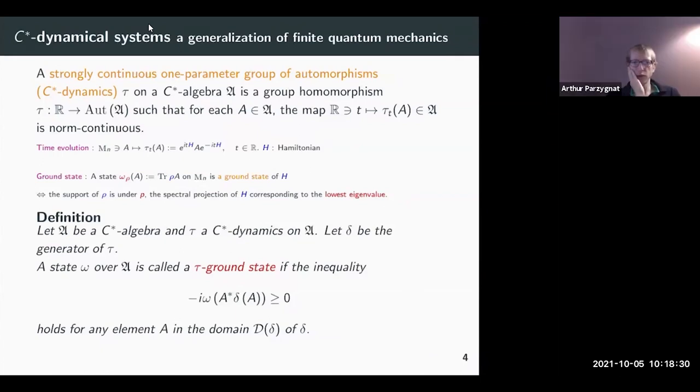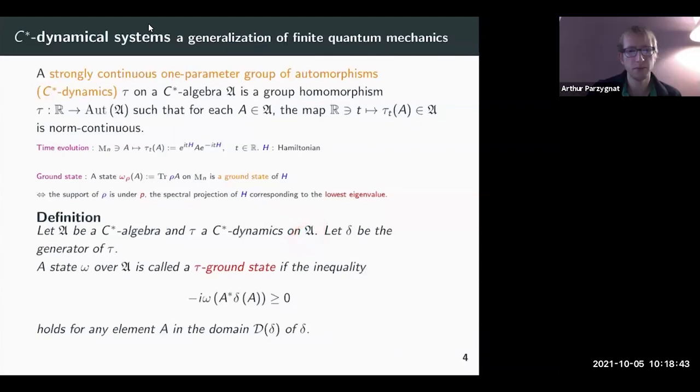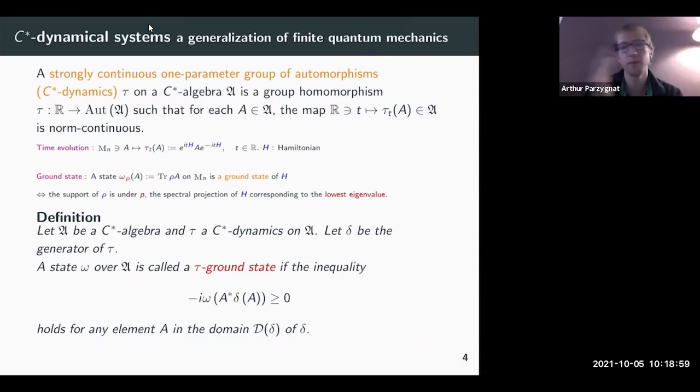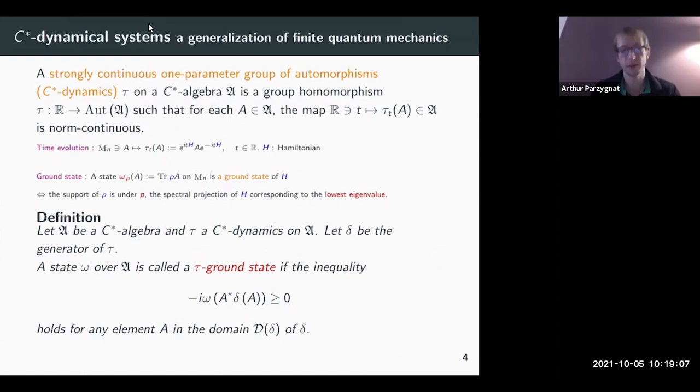Just a question, where does this generator live? In what space? It's an operator on the C*-algebra A. The domain is the one which has this limit. I see. Because I thought maybe you were representing your dynamics on the GNS. No, I'm not doing that this time. Okay, thank you.